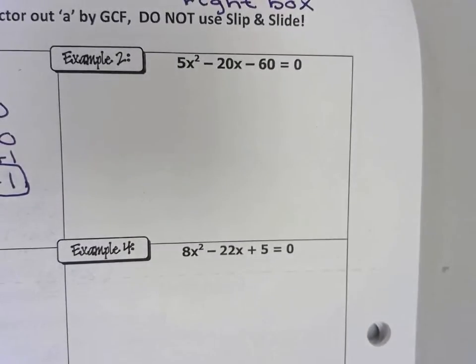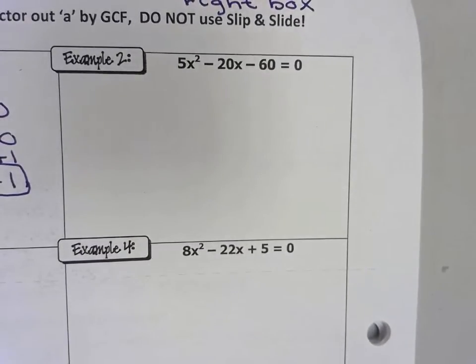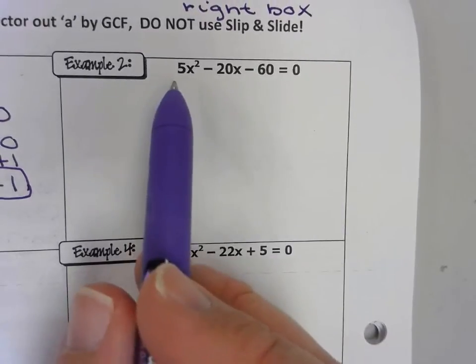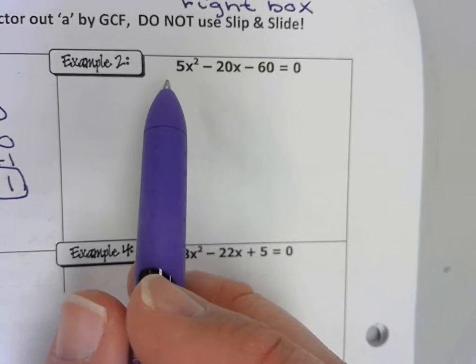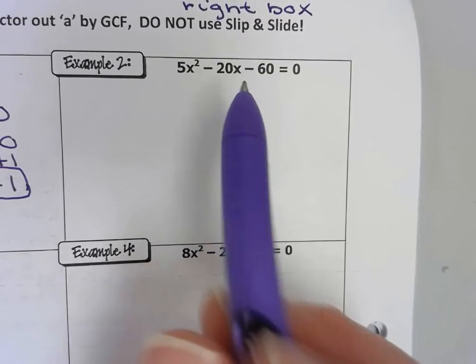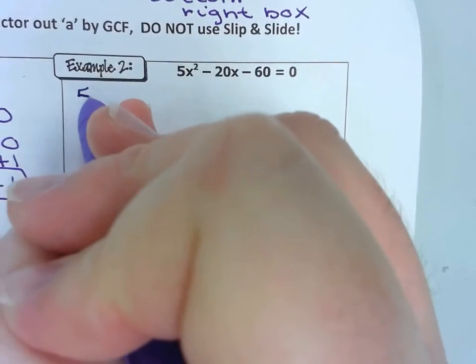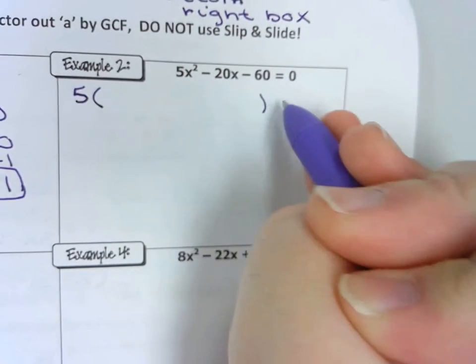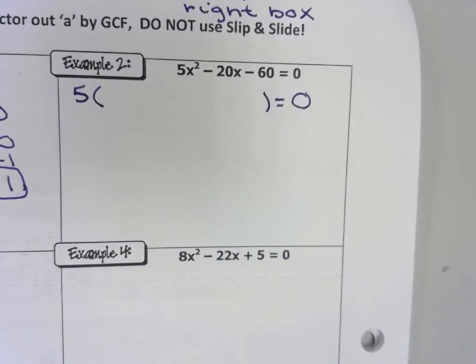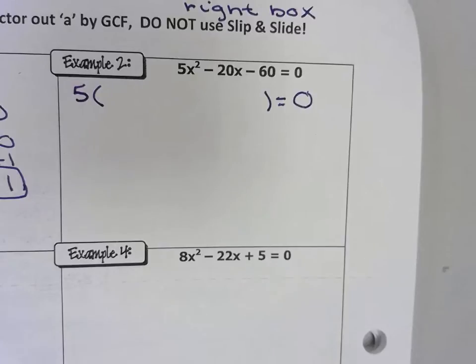Okay, let's look at example 2. As I look at example 2, I notice it is already equal to 0. As I try to factor this, what is the GCF for 5x squared minus 20x minus 60? 5. So take a 5 out. Always try to factor a GCF out first if you can. Sometimes you will, sometimes you won't.